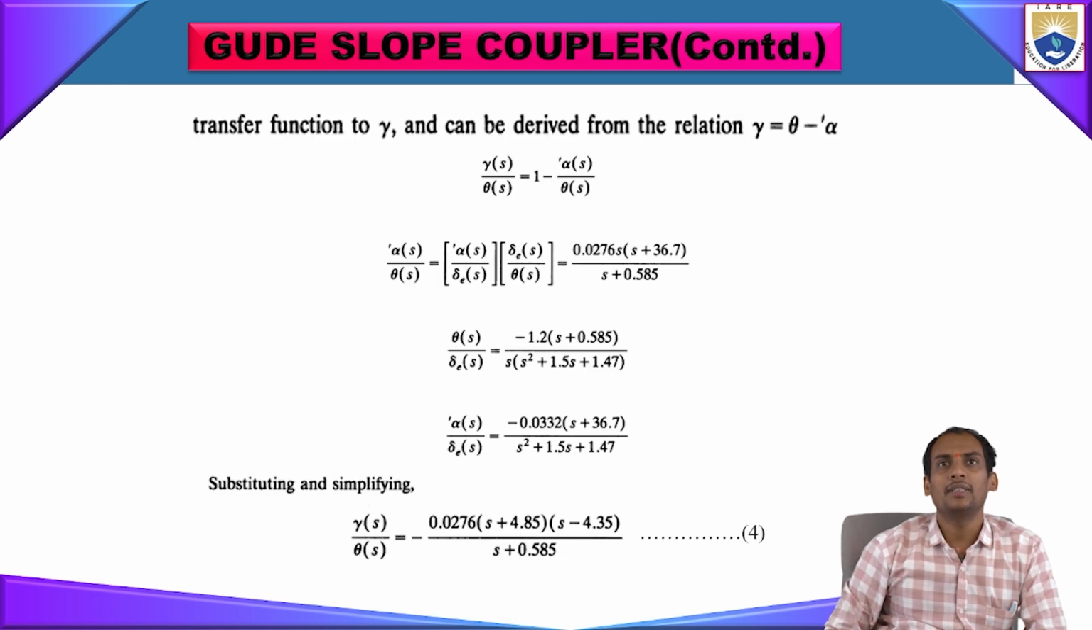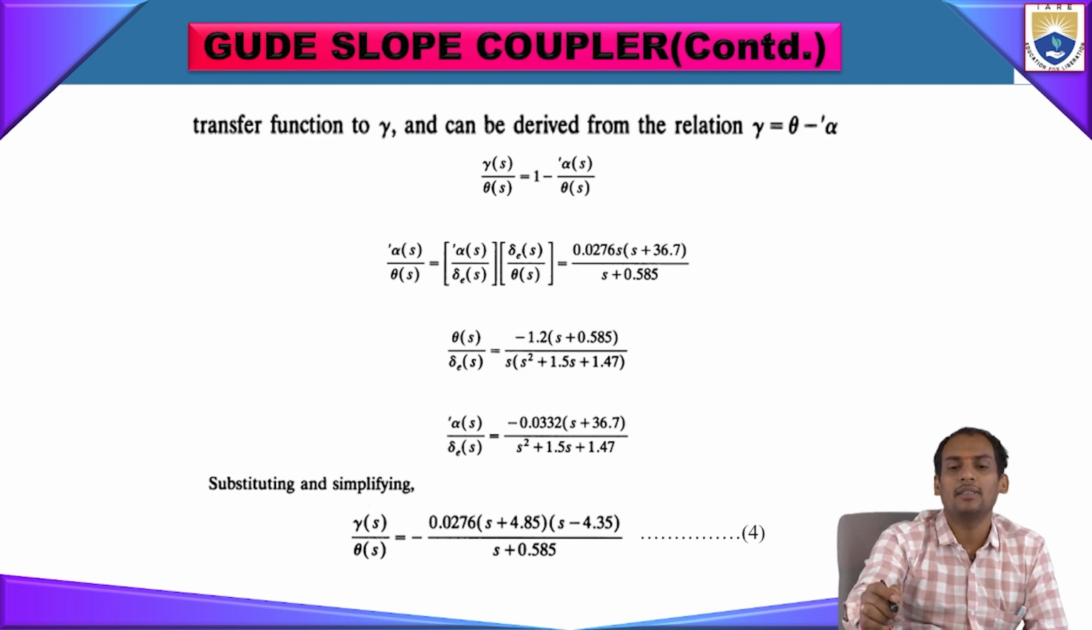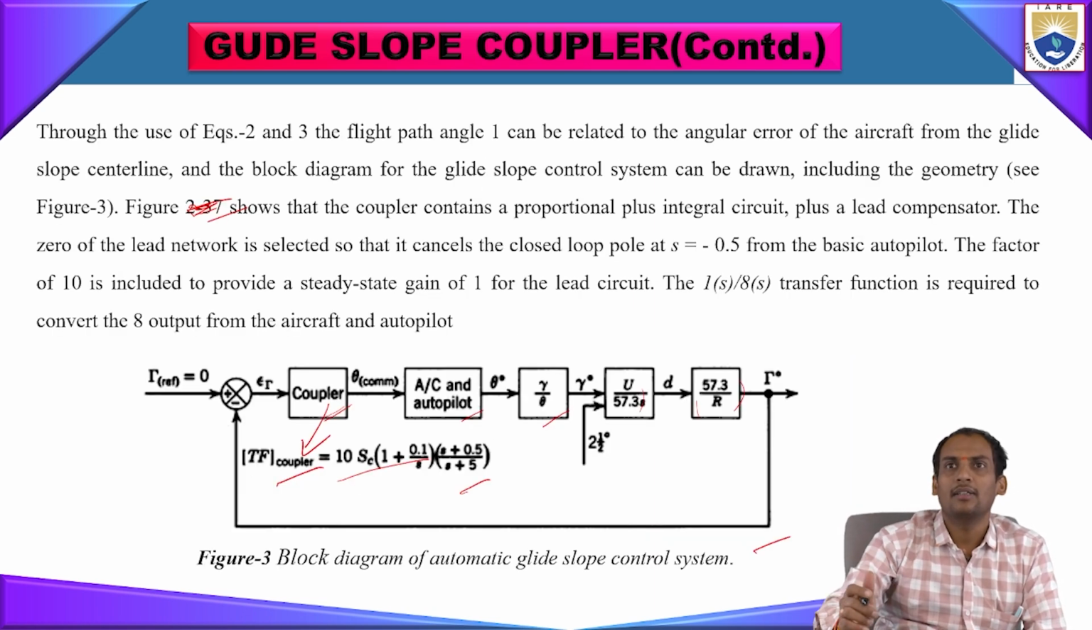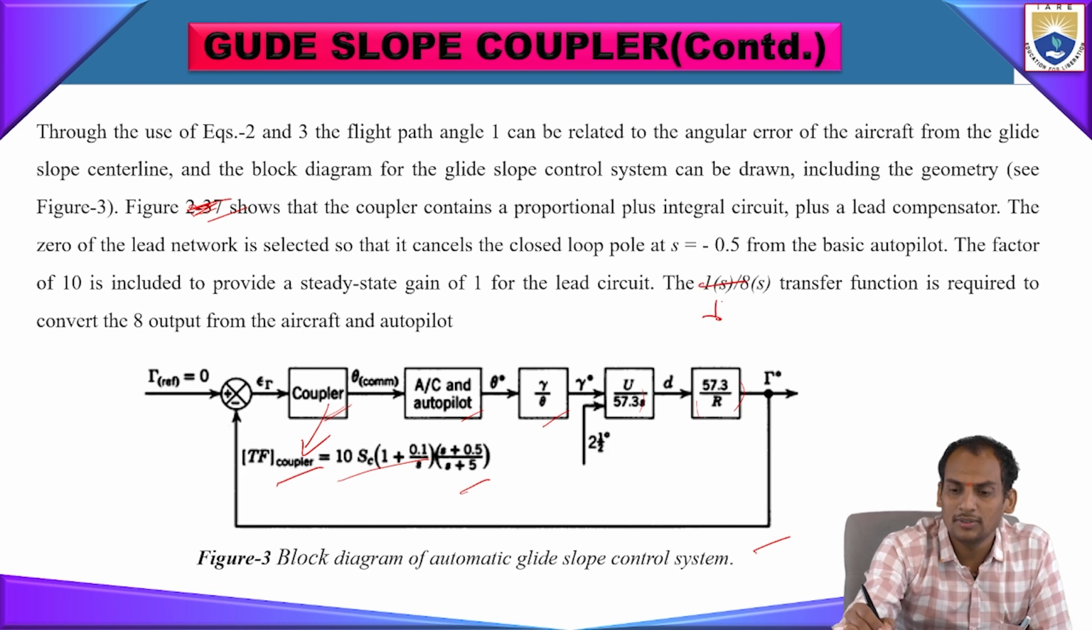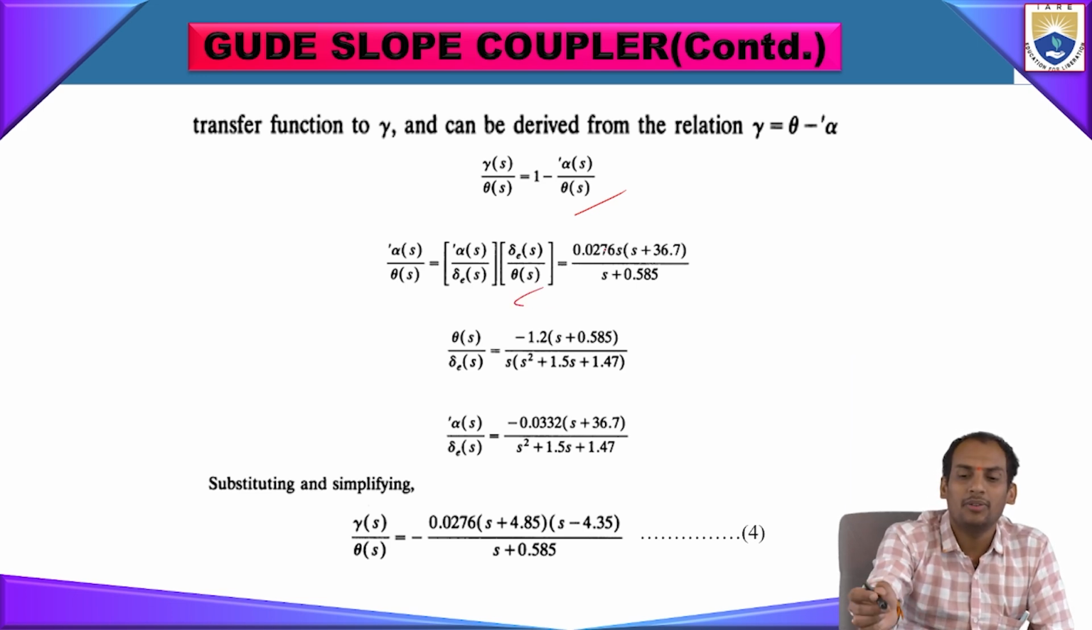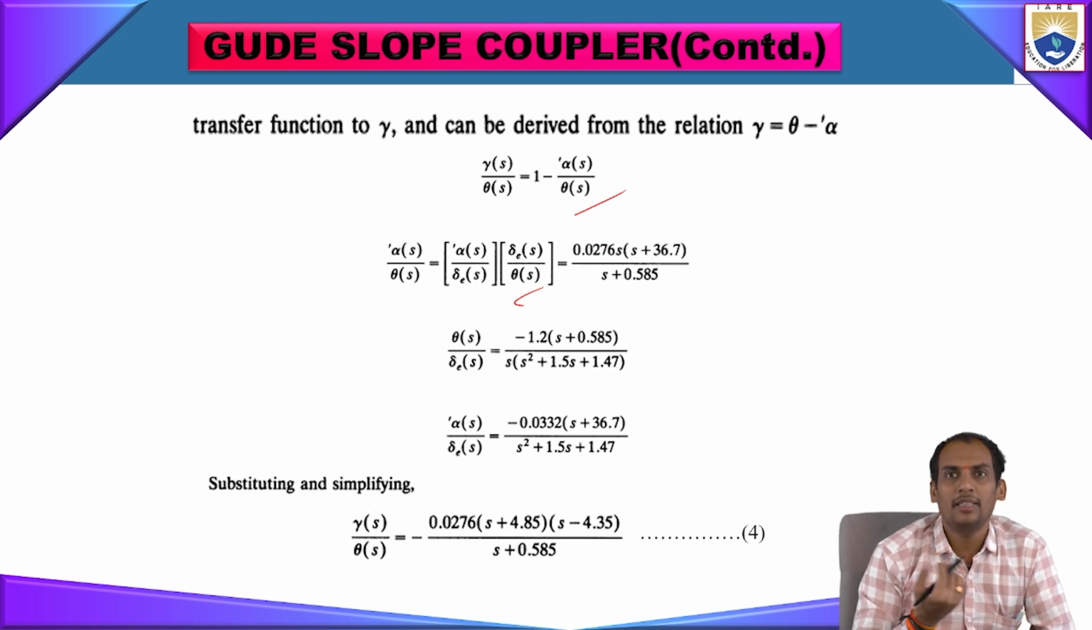So here the transfer function gamma can be derived with the relation theta minus alpha dash. That will be like what here you see, gamma of s by theta of s, that previously you saw. So this is the gamma of s by theta of s only. So this transfer function has been designed like the alpha of s by theta, where gamma is given as theta minus alpha. So that is alpha of s by delta e of s into delta e of s by theta of s, like we are making the total derivative of that one.